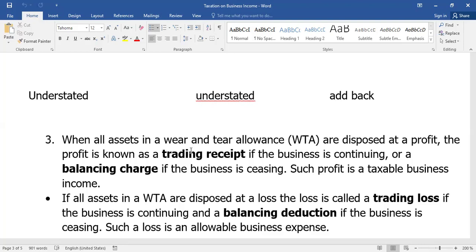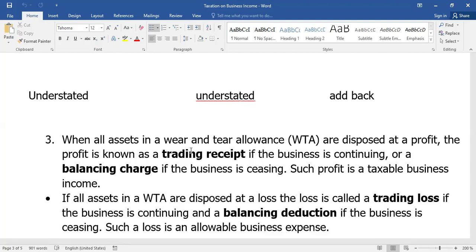Those are the things that you're going to be looking at when you are selling the property. For example, if we are selling one of our assets and the business is continuing, that is our trading receipts. But if we are going to be liquidating the business, that is what we normally call the balancing charges.